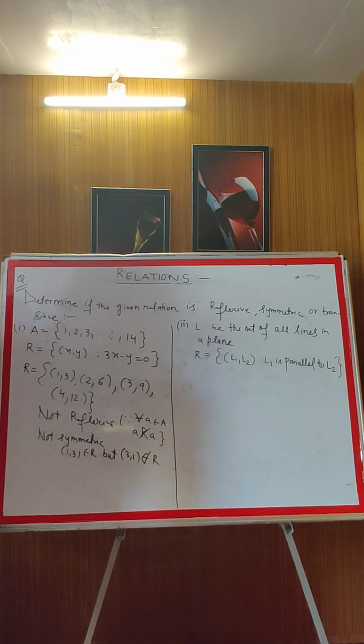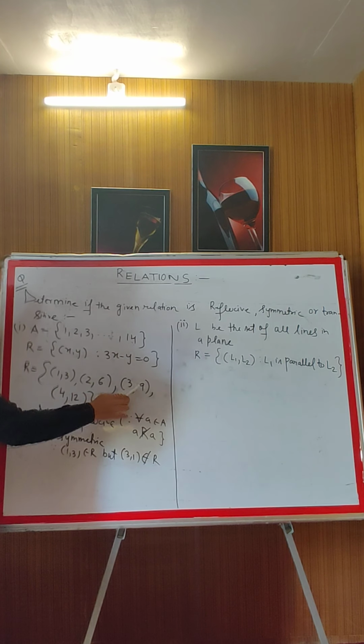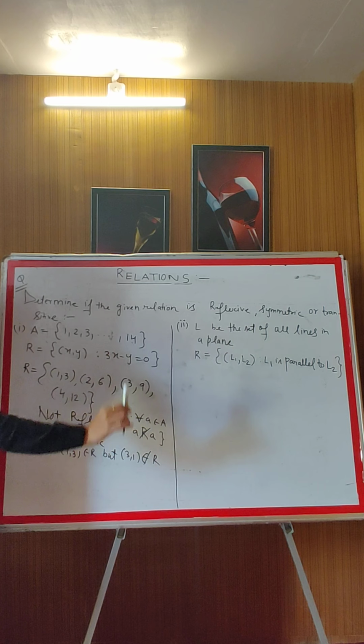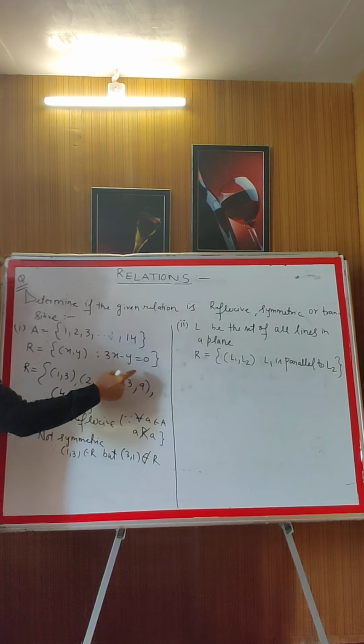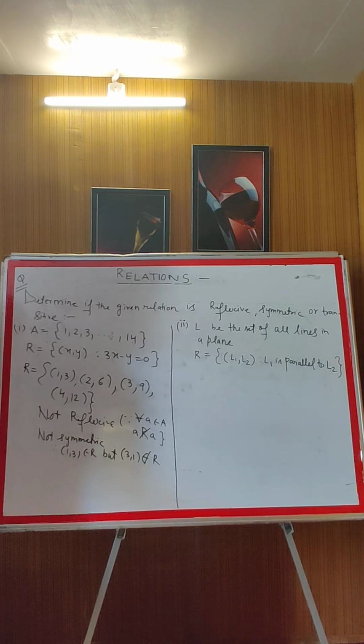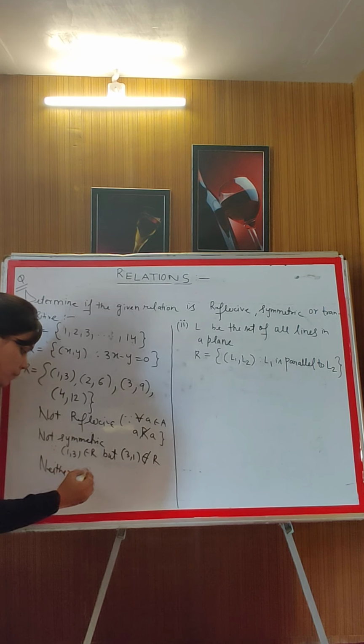This is the reason. Now let's check transitivity. We see that (1, 3) is there, and (3, 9) is there. But do we have (1, 9) also? We know the definition of transitivity: if we have (a, b) and (b, c), then (a, c) must be there. Do we have (1, 9)? No, we don't. One such combination is enough to decline the definition of any of the three. So here it is not transitive.